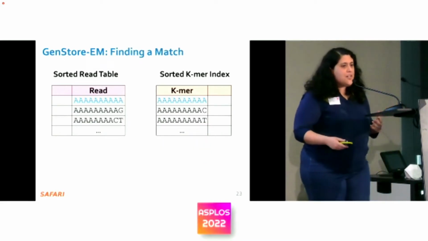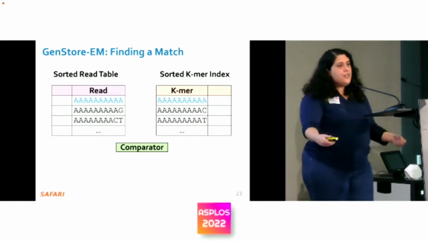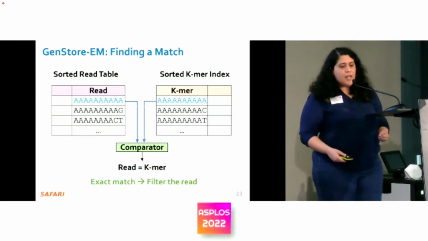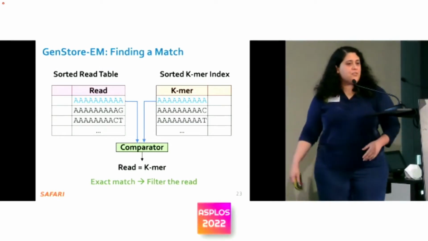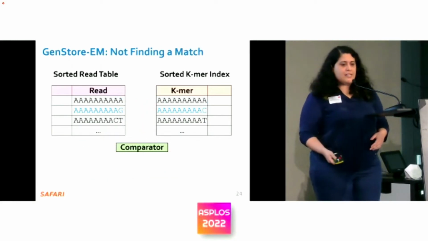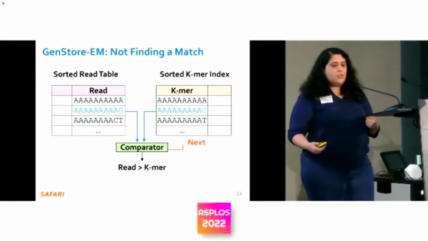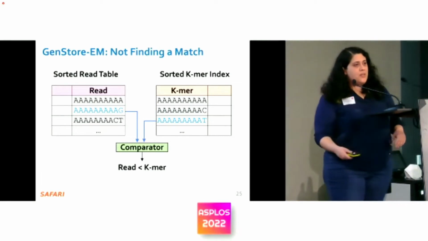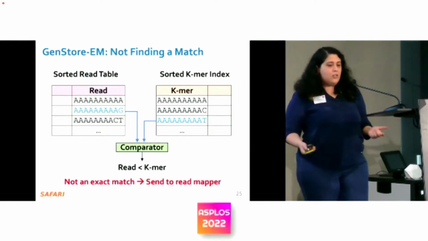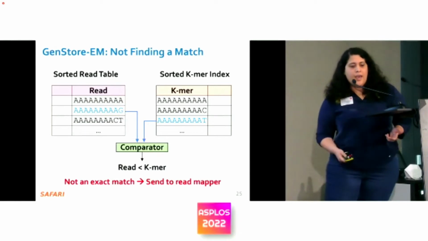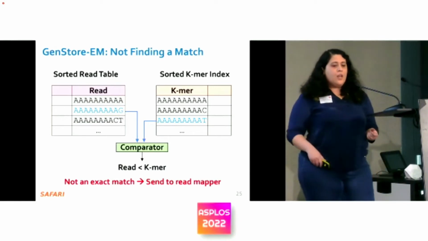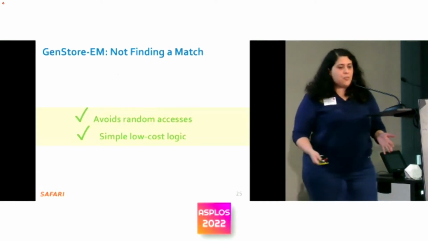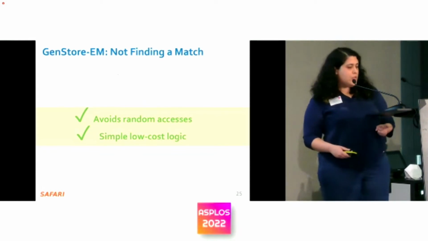So we scan through these data structures based on the comparison result of the read and the k-mer. If the read and the k-mer are identical, we detect the read as an exactly matching read that can be filtered from further, more expensive computation. And we go to the next element in both arrays. And if the read is bigger than the k-mer, we conclude that the k-mer doesn't match any read, then we go to the next k-mer. And finally, if the read is smaller than the k-mer, since we've been sequentially scanning, we conclude that the read does not match any location in the reference genome, and therefore it needs to go to the host system for full read mapping. So with these two data structures, we avoid random accesses, and we can do filtering using only simple low-cost logic.